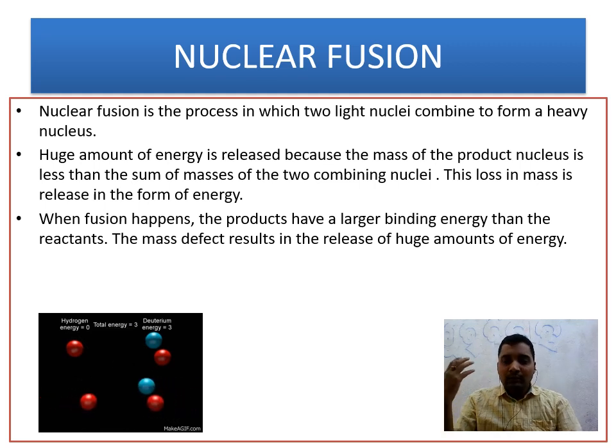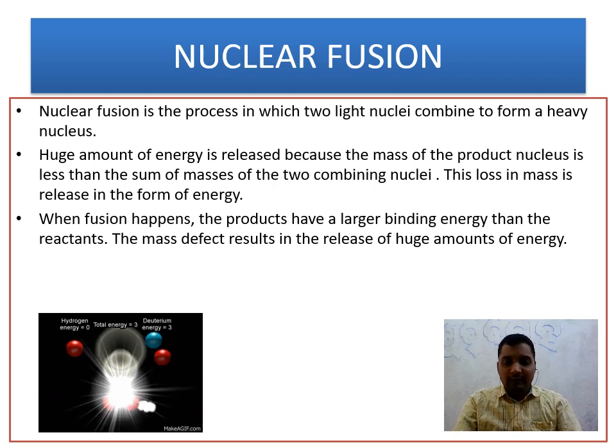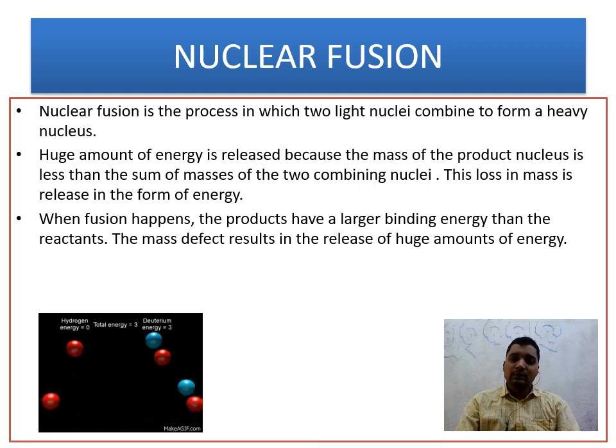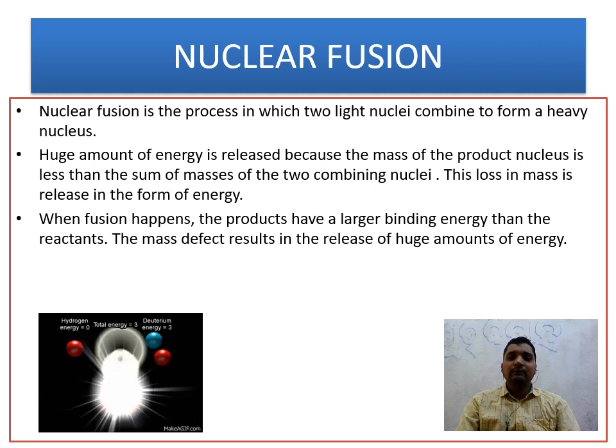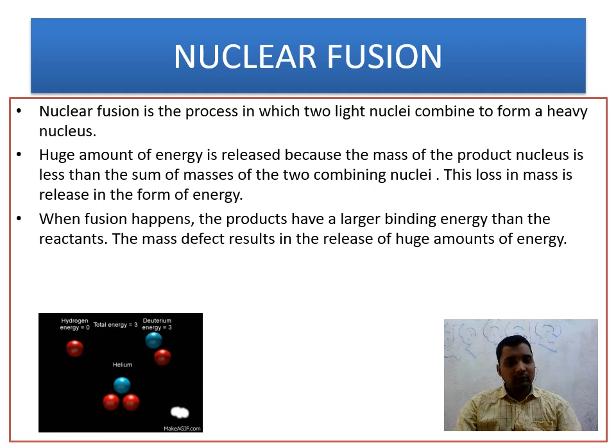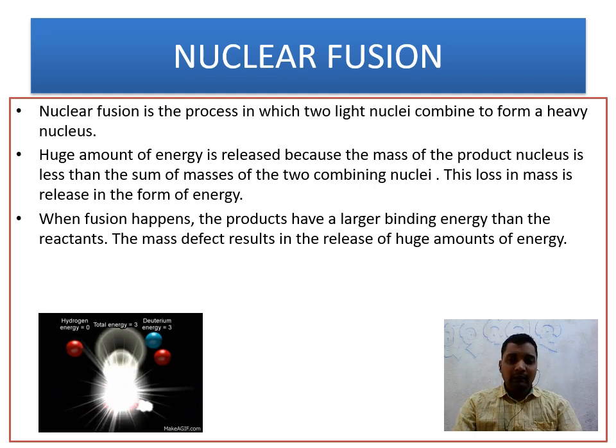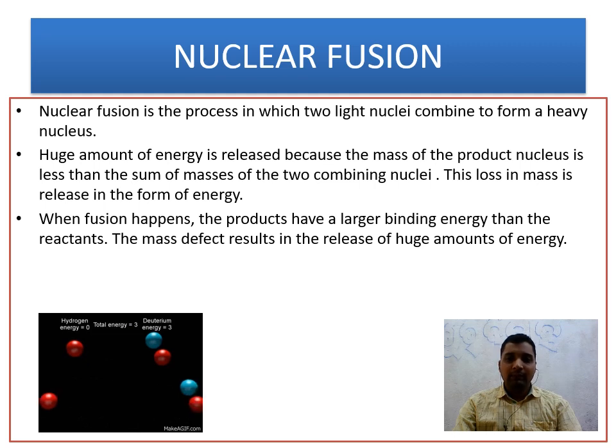During this process of fusion, when small nuclei join to form a bigger or stronger one, this difference in mass gives a huge, tremendous amount of energy, because mass is changing into energy. That is E equals mc squared, where c is the speed of light, which is 3 times 10 to the power 8 meters per second in air or vacuum.